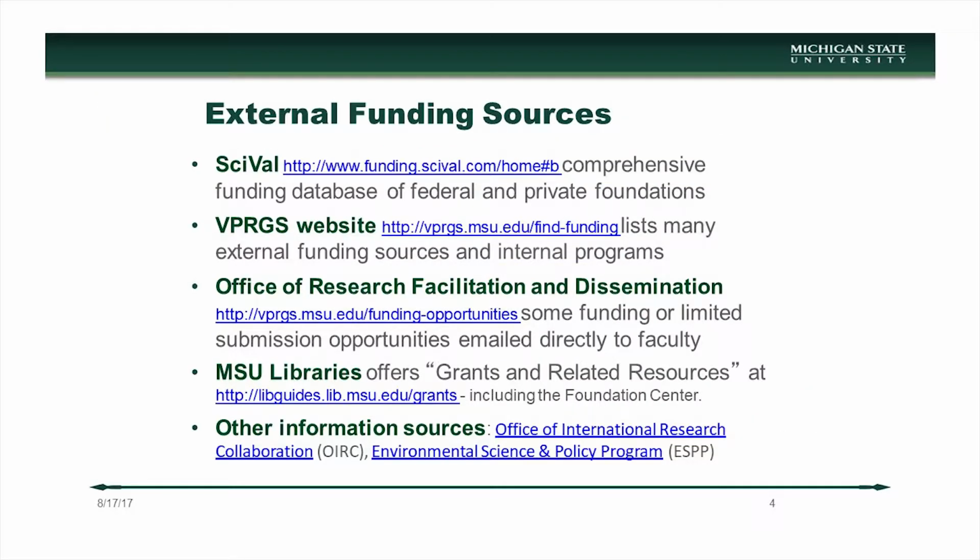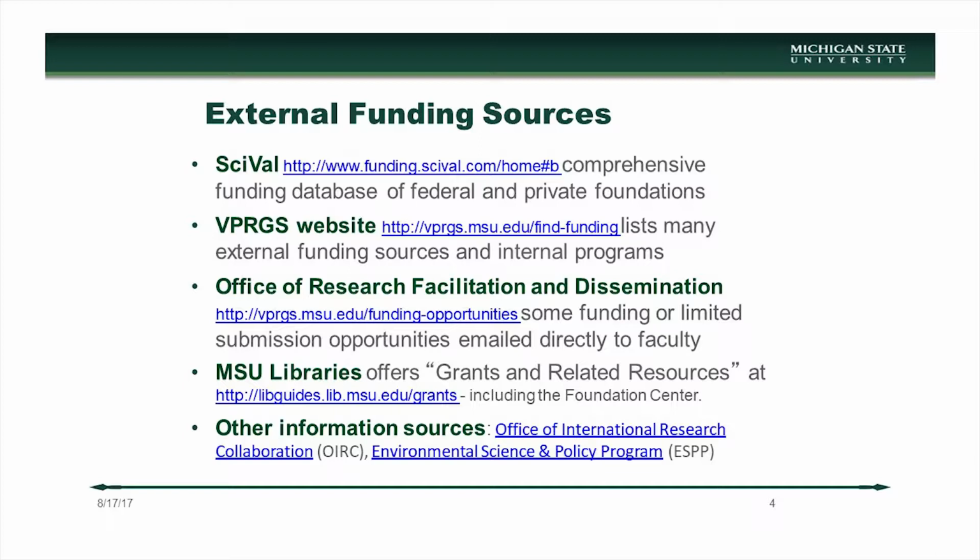Basically, we assist faculty in scanning the external grant funding environment and try to find specific grants for them. Some of the external funding sources are some of the databases which we use. These are the SciVal funding, which provides comprehensive funding assistance of federal and private foundations. Our VPRGS website also lists many external funding resources and internal programs.